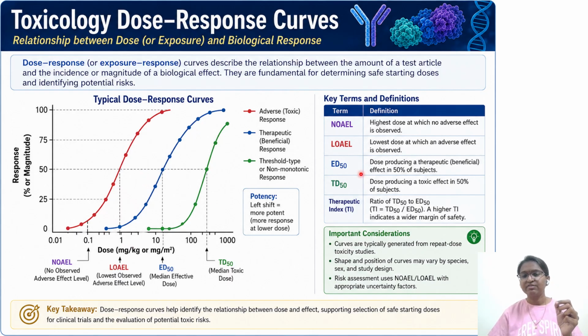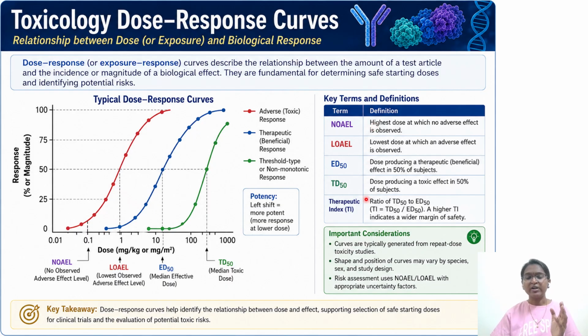Okay, and ED50 is, on this blue dose response curve, the dose producing a therapeutic or beneficial effect in 50% of the subjects. And coming to this one, this is your threshold type or non-monotonic dose response curve, which is giving your minimum toxic dose, TD50, producing a toxic effect in 50% of the subjects in that particular study.